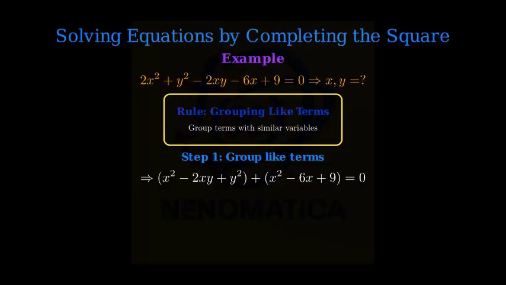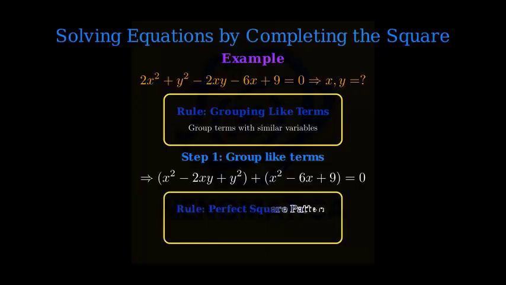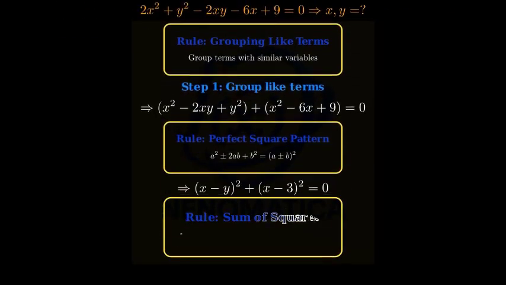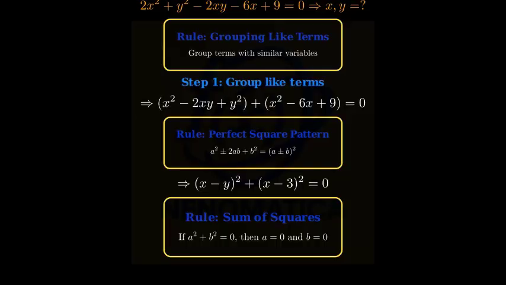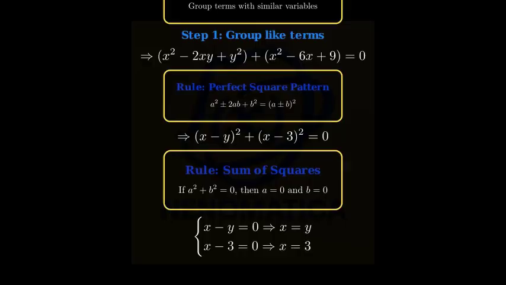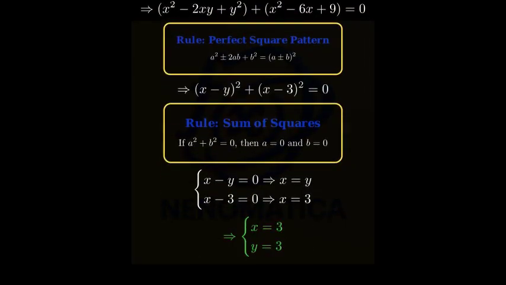Now, we need to recognize some perfect square patterns. Let's look at the first group of terms, x squared minus 2xy plus y squared. This is actually the perfect square of x minus y, which equals x minus y squared. Now, let's think about what this means. We have the sum of 2 squared terms equals 0. Since squares are always non-negative, the only way their sum can be 0 is if each term individually equals 0. So we get two equations: x minus y equals 0, which means x equals y. Combining these results, we know that x equals 3 and y equals x, so y also equals 3.